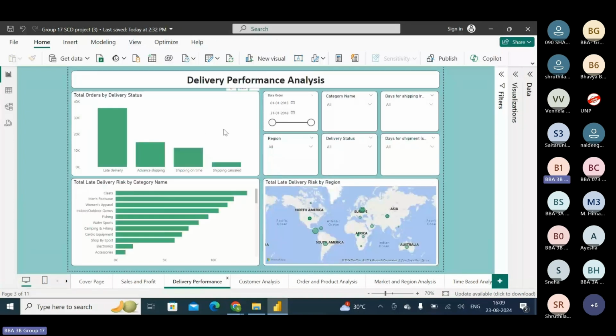From the first chart, the majority of orders are late deliveries, with a count significantly higher than other statuses. Advanced shipping and shipping on time have lower counts compared to late deliveries, suggesting that the delivery process may need improvements. And from the second chart, you can observe plates, men's footwear, and women's apparel are the top categories at risk of late deliveries. And from the third chart, Central America and Western Europe have the highest risk of late deliveries. The higher number of late deliveries indicates potential issues in the supply chain or logistics that need to be addressed. And the customer analysis will be told by Nitin.